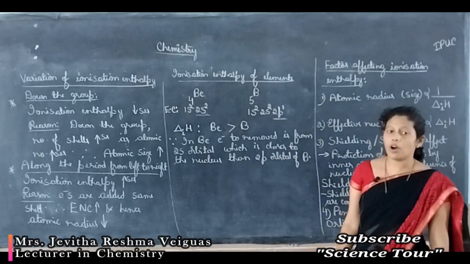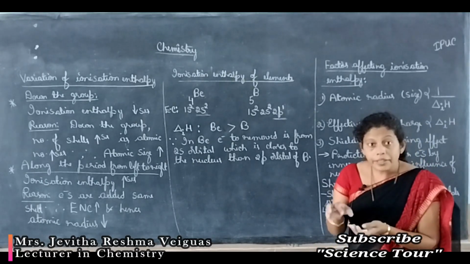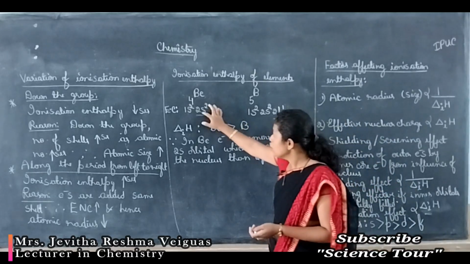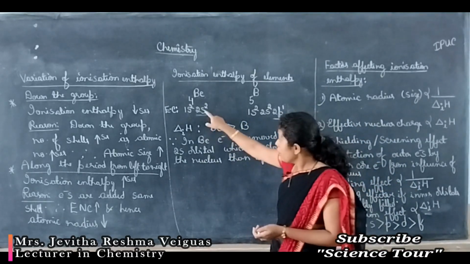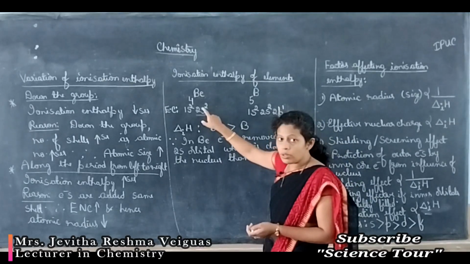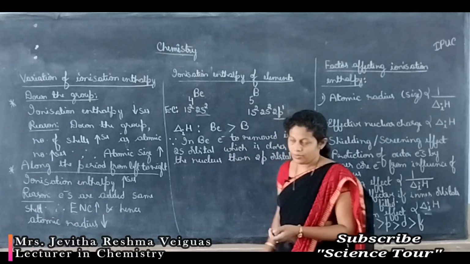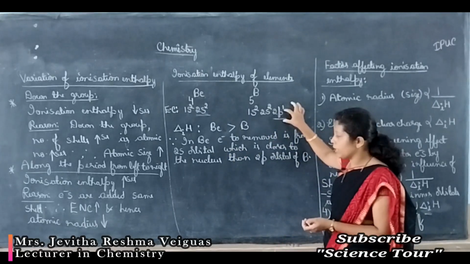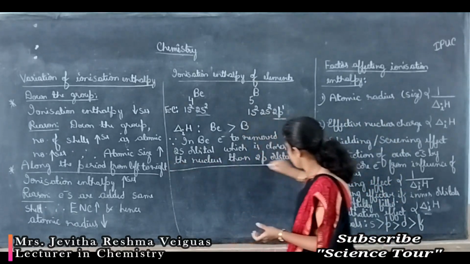Since electrons of 2s orbitals are closer to the nucleus, the attractive force felt by 2s electron is more than 2p electron. So energy required to remove electron from 2s orbital of beryllium is more than for the removal of electron from 2p orbital for boron. So this is one comparison.